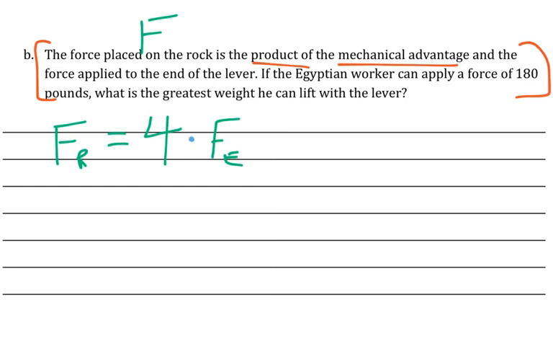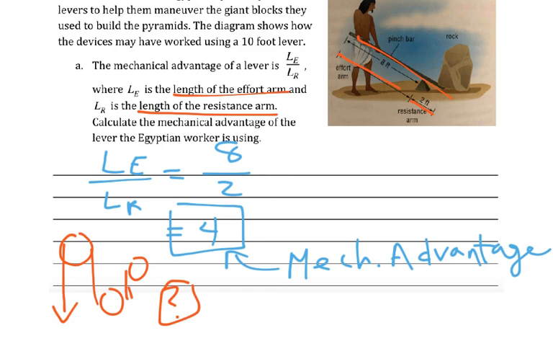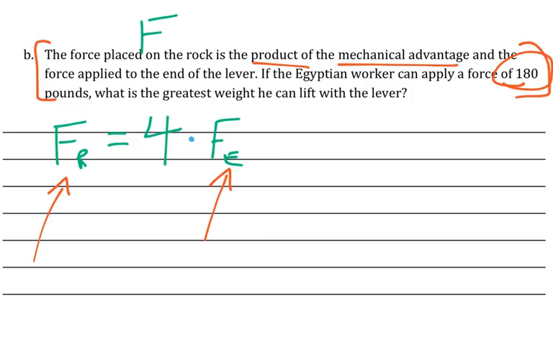If the Egyptian worker can apply a force of 180 pounds, well, then you just have to decide, should I take this number and plug it in here or there? Well, where's he working? Is he at the end of the lever, or is he pushing it on the rock? So I'm definitely seeing him put this force over here. So his action is not the same action as what's being pushed up on the rock.